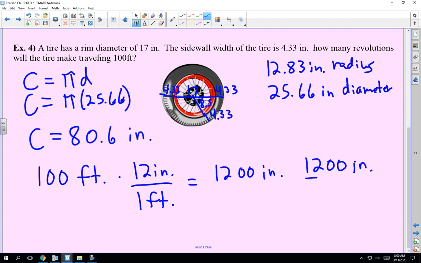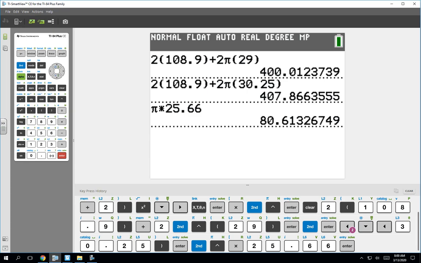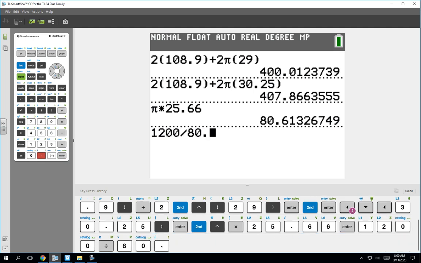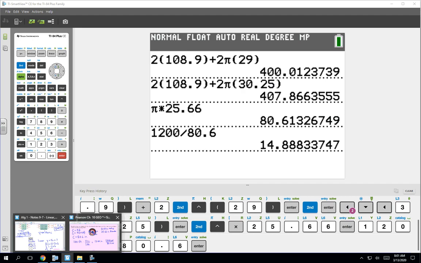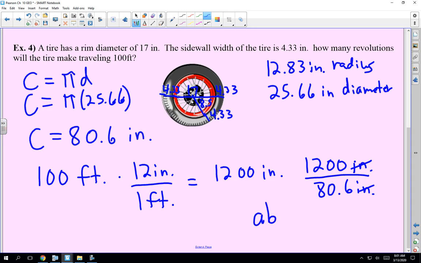We have 1,200 inches divided by 80.6 inches, and that's going to give us, inches will cancel out, just revolutions. So 1,200 divided by 80.6. It looks like almost 15 revolutions, so 14.9, almost 15 revolutions. We'll go with about 15 revolutions to go the 100 feet.